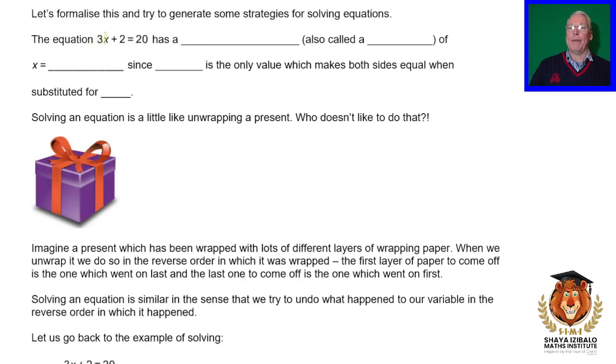3 times something plus 2 is 20. So this yellow stuff must be 18. In fact, we have an answer. 3 times something is 18, so x must be 6. So this equation has a solution.